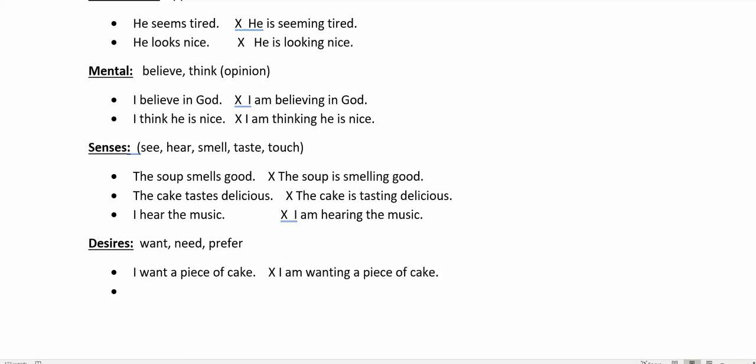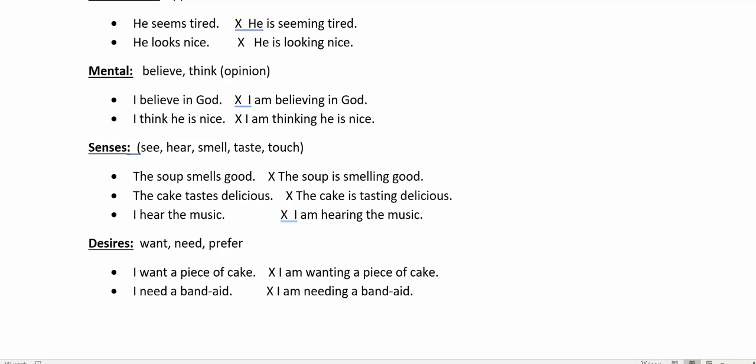Right? I need a band-aid. You know what a band-aid is? When you cut yourself, you put it on your finger or whatever you cut. You would not say, I am needing a band-aid. All right, so all those verbs are in the simple present tense.